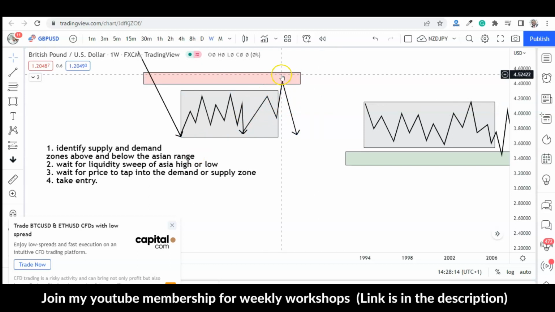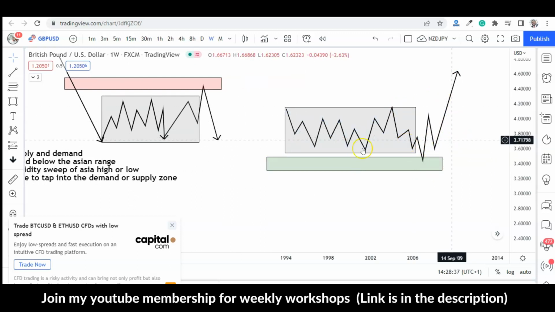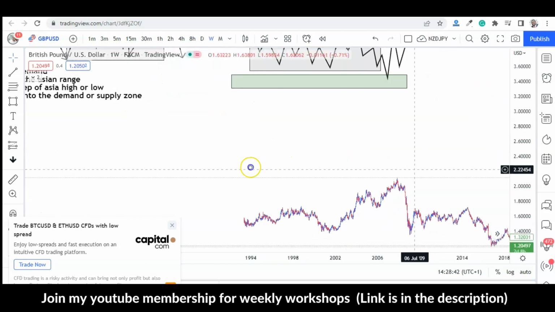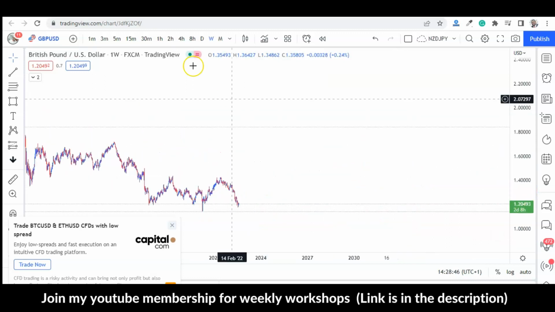Now what is your target? When you take this trade, the Asian low should be your target, because the market is intended to move lower. The institutional order flow will shift bearish and thereby target the lows. So your first target might be the Asian low. For a bullish move, your target will be the Asian high. Simple trading strategy.